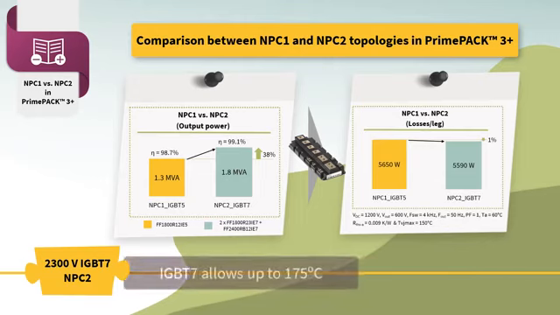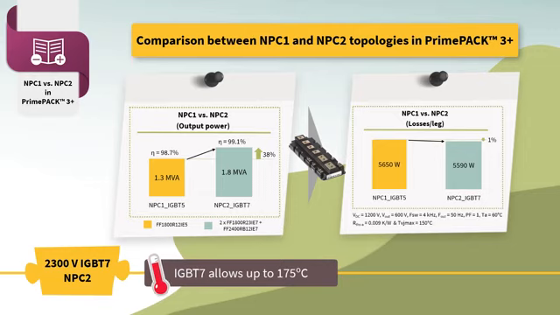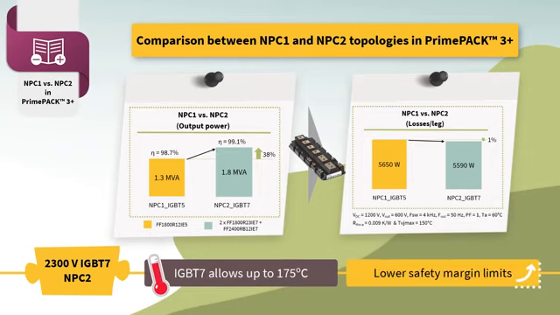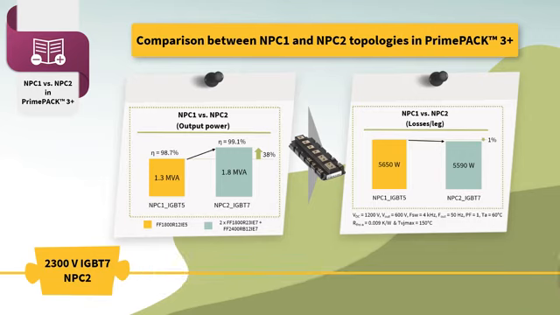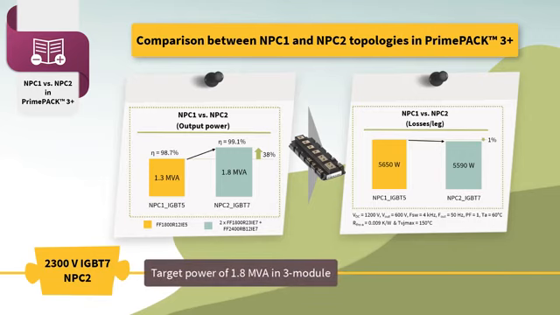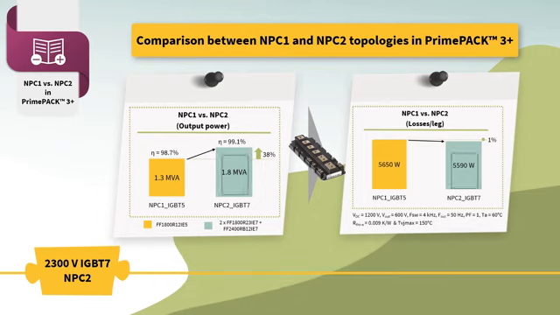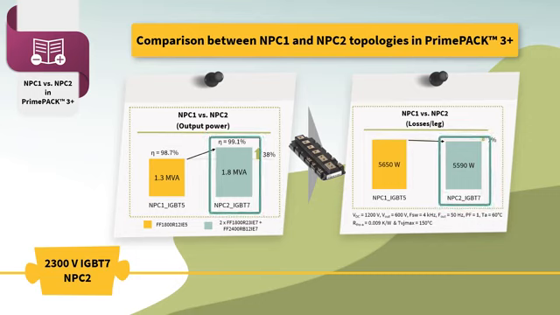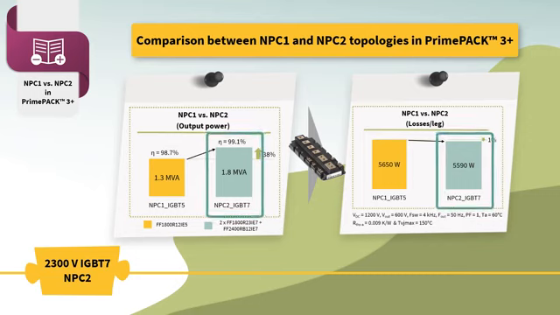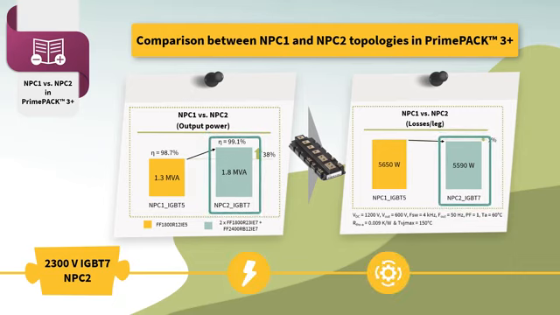As mentioned, IGBT7 chip technology allows up to 175 degrees, enabling the increase of the inverter's power, which can be operated within lower safety margin limits. Furthermore, it is possible to reach a target power of 1.8 MVA in a 3-module configuration and of 1.3 MVA in a 2-module configuration. So, FF1800R23IE7 and FF2400RB12IE7 are the best choices for the inverter's design when trying to achieve the next level of power density and performance optimization.